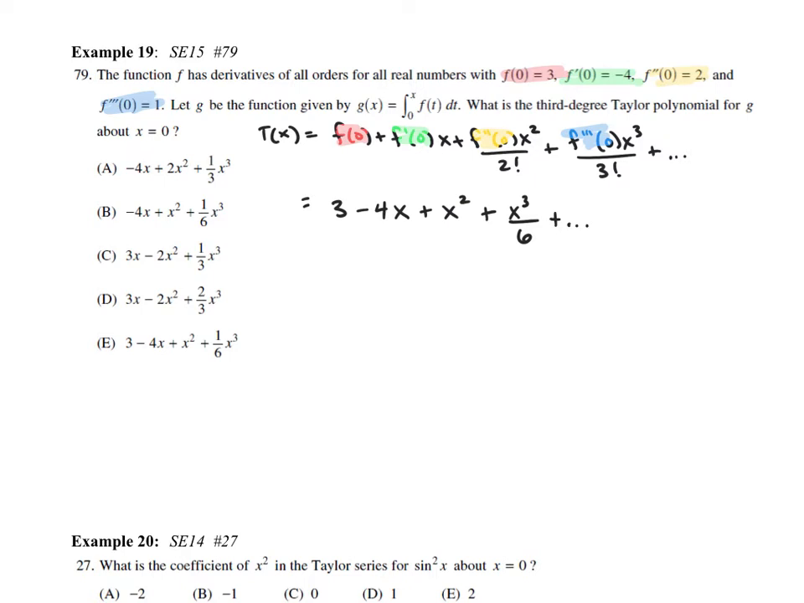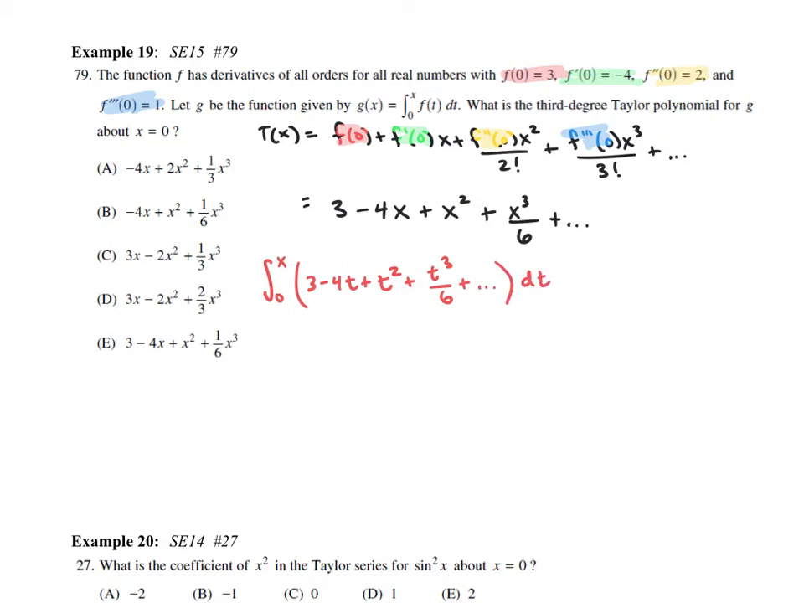Now what we're going to do with that is take that and use it inside the integral. And I'm going to substitute a t in for x because the integration tells me to. So I have the integral from 0 to x of f of t. So I have 3 minus 4 times t plus t squared plus t cubed over 6 and so on dt.